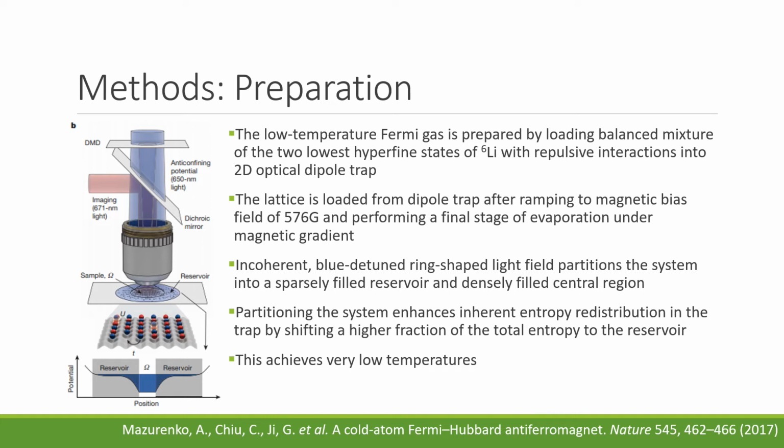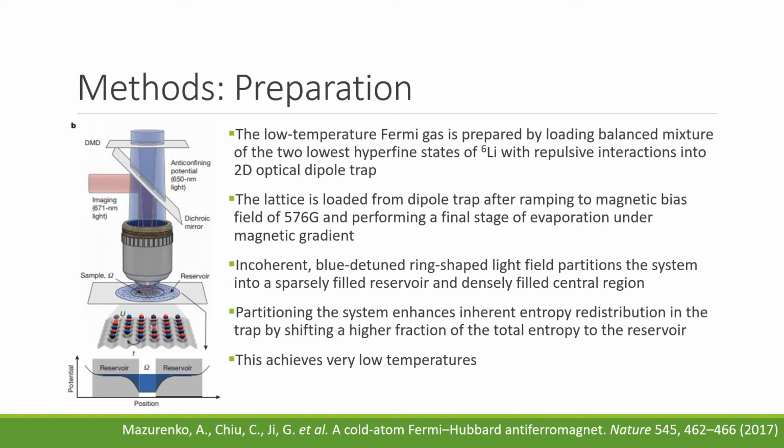It's then subjected to a potential from an incoherent blue detuned ring-shaped light field. What this potential does is partition the system into a sparsely filled reservoir on either side and a densely filled central region, which you can see at the bottom of the figure there. By partitioning the system in this way, the entropy redistribution is enhanced, and a higher fraction of the entropy is shifted to the reservoir, which reduces the temperature of the central region and gives it a nice uniform density to work with.